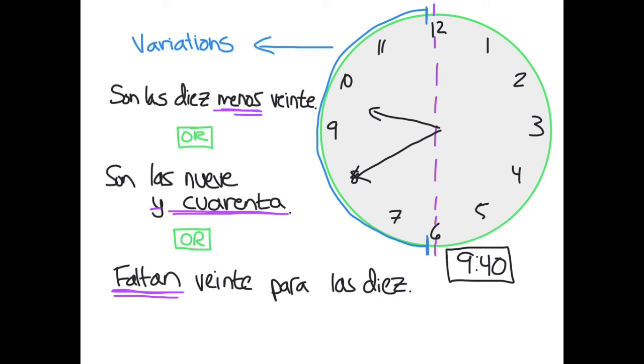So again, it's similar to our first with menos. You're saying how many minutes are left until you get to that new hour. So all 3 of these things say 9:40. They're all viable options for how you're going to state the time if the minutes fall on the left-hand side of this clock. Pick the option that's easiest to remember for you and that uses the numbers you're most confident with.